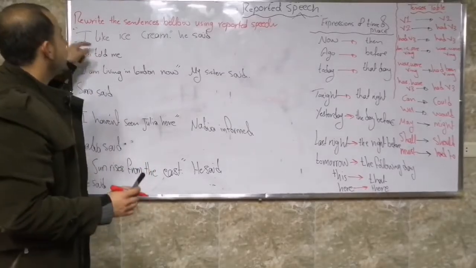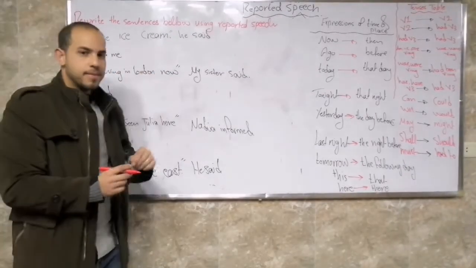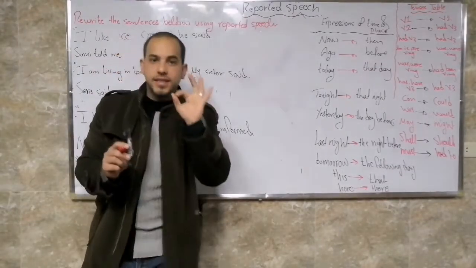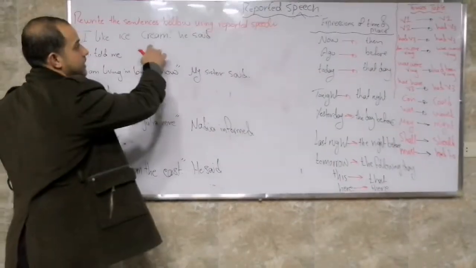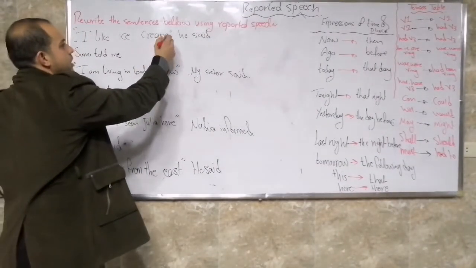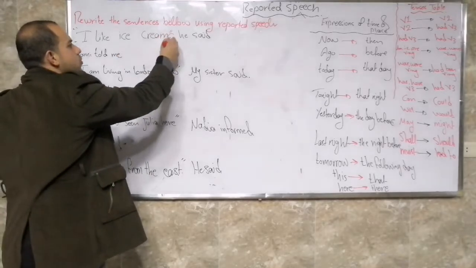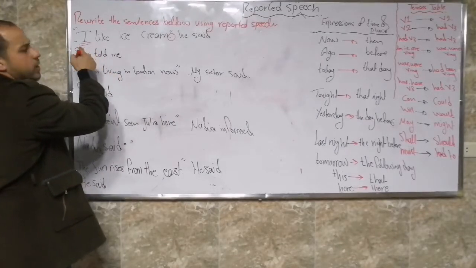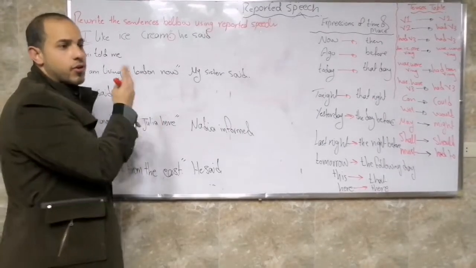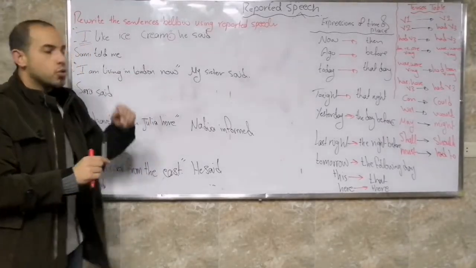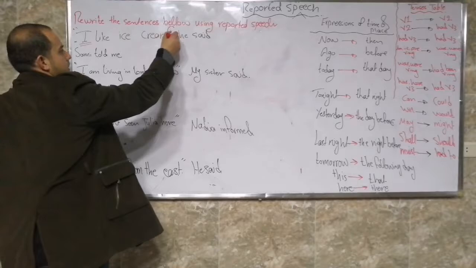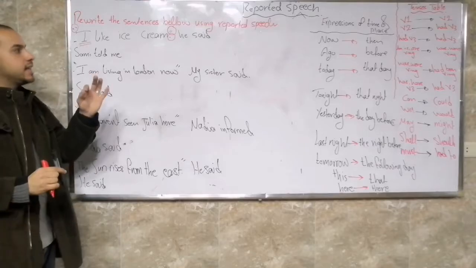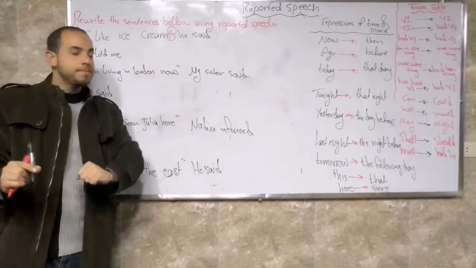Okay, "I like ice cream," he said. The first step is to define the type. Be careful, the type of the sentence. So this is a statement. This is a statement, okay? Because first of all, there is no question mark, and also the sentence starts with a subject. There is no verb at the beginning of the sentence. And also you can notice here that there are quotation marks. Once you see the quotation marks, you already understand that this is a reported speech, okay?